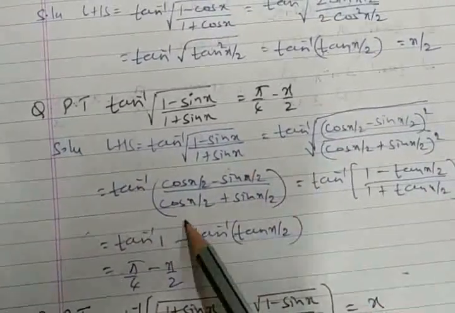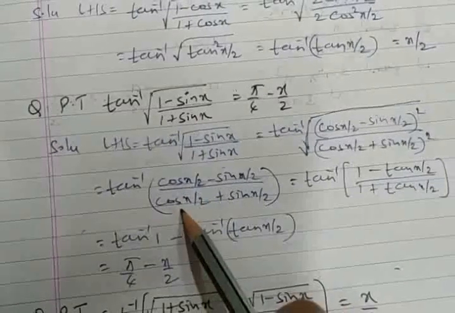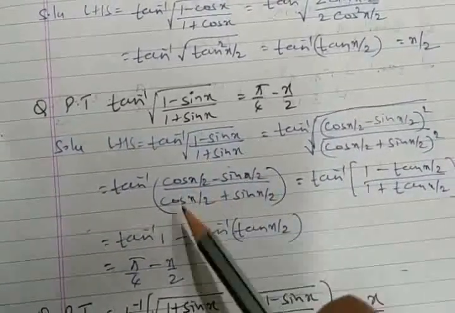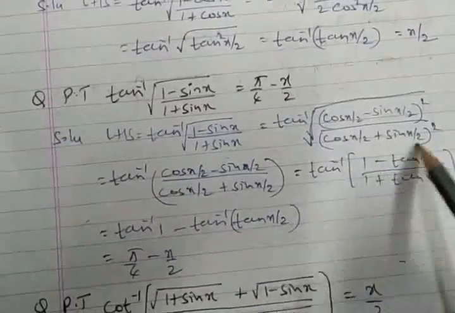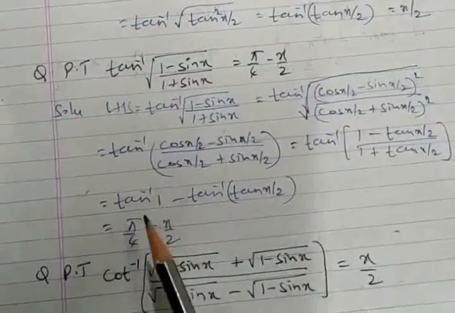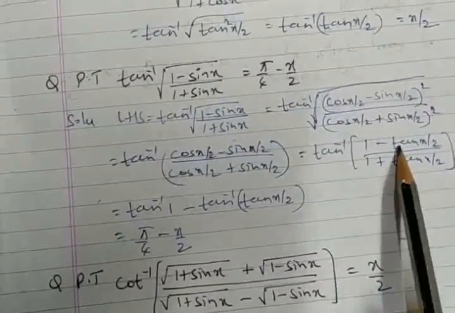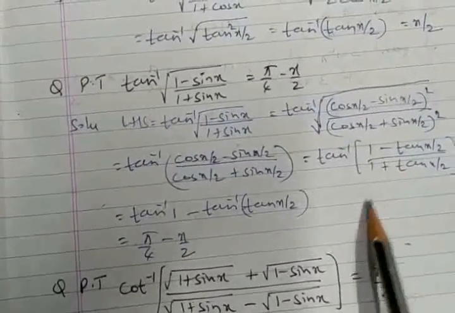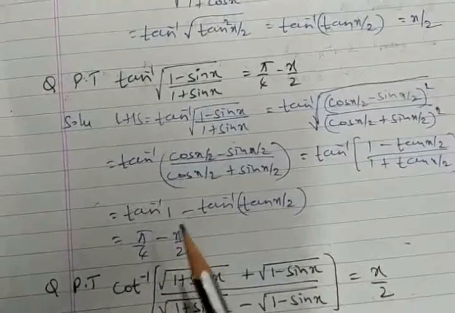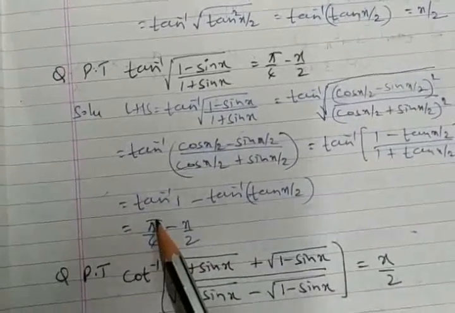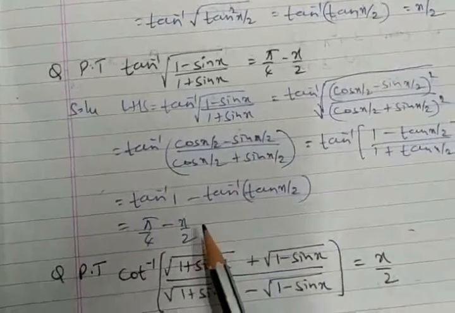And what best can we do? Make the cos term inside the denominator 1. For that, divide through by cos x by 2, and we are left out. Once we are left out, the formula applies in the reverse way. It's tan inverse x minus tan inverse y, according to the situation. So substitute carefully, so that you do not go wrong with the sign also. We are left out with pi by 4 minus x by 2, that itself is RHS.